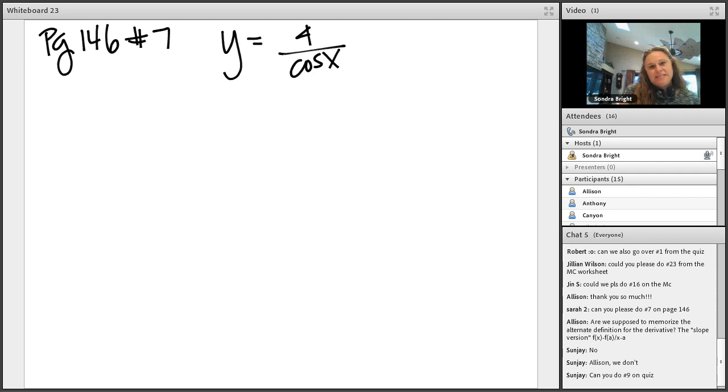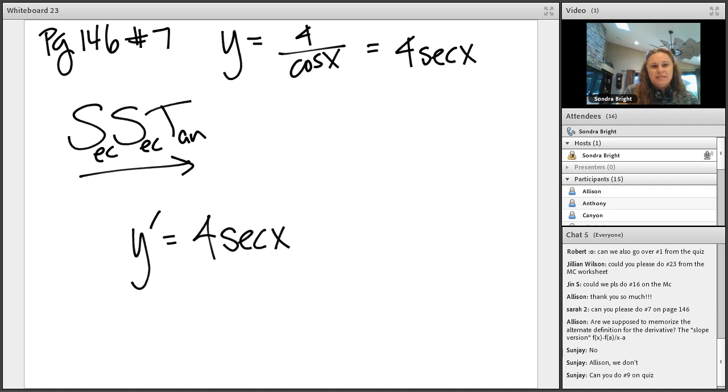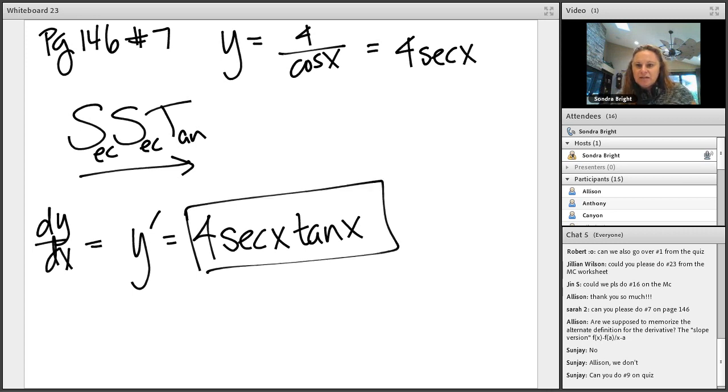But what I would do instead is this is equivalent to 4 times secant of x. 1 over cosine is secant, so it's 4 times 1 over cosine. Taking the derivative of secant is secant times tangent. So that means y prime is 4 times secant x times tangent of x. And did they want you to evaluate it? Nope. There you go. Oh, they said dy dx. So dy dx is the same thing as y prime: 4 times secant x times tangent x.